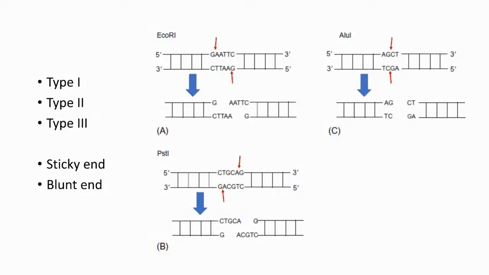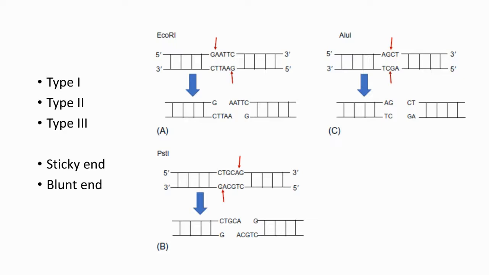We have type 1, type 2, and type 3. For the type 1 restriction endonuclease, the cleavage site is about 1,000 bases away from the recognition site. And then the type 2 restriction endonuclease, which is the most important one, we will discuss later.